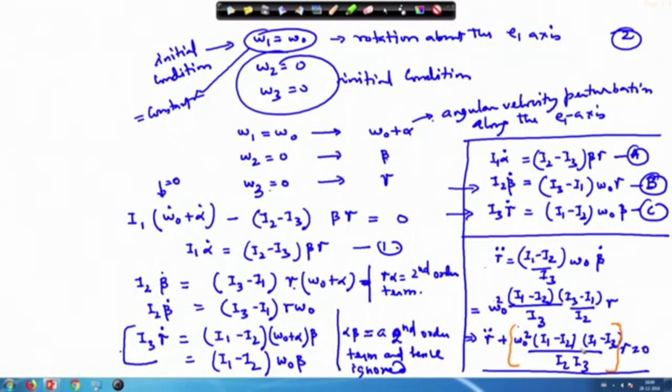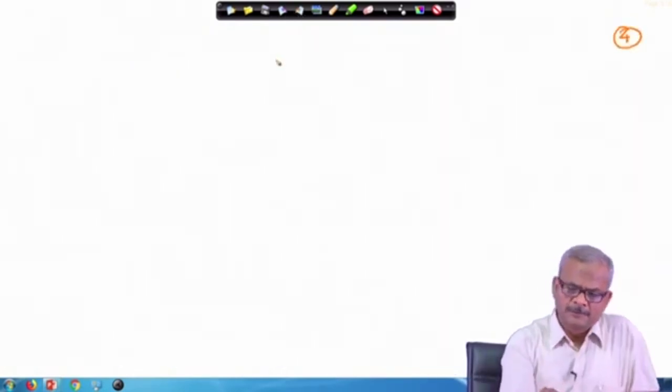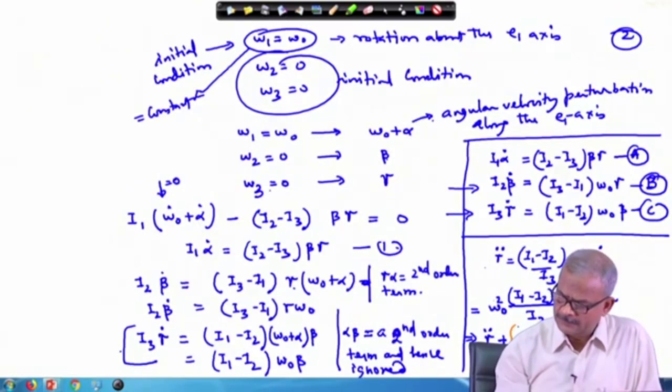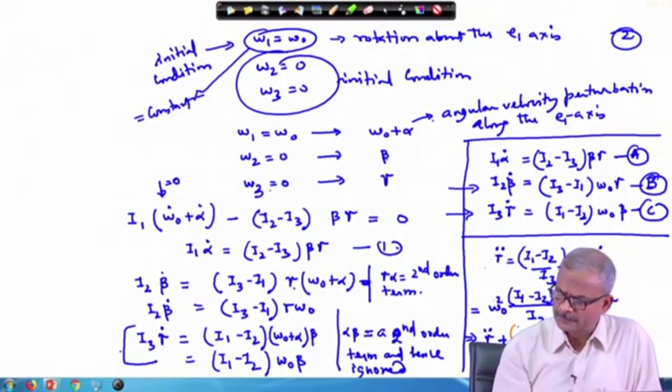So, for stability, it is required, as we have discussed here in this place, from this equation gamma double dot, to omega, here in the denominator I2 I3 are there.